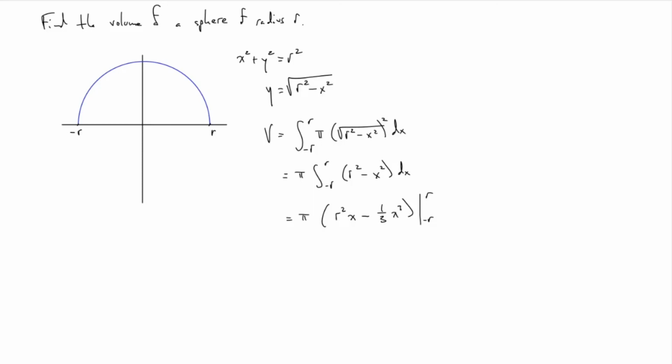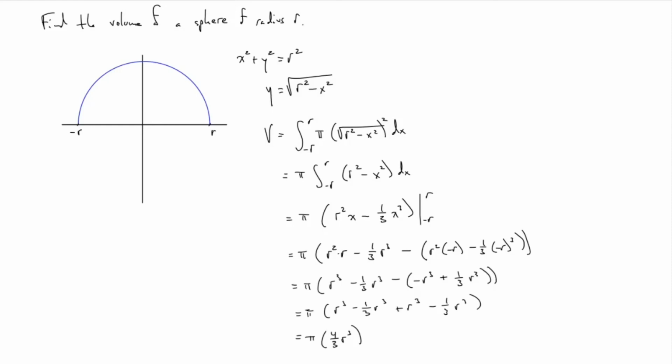And all that's left is to do the arithmetic or algebra of evaluating this from negative r to r. You have to be a little bit careful with your signs. And after you do all the arithmetic, you get that the answer is pi times 4/3 r cubed. Or in its more common form, the volume of a sphere, 4/3 pi r cubed. And you've probably seen that before, and you might have even known it already. You might have had that memorized, that the volume of a sphere is 4/3 pi r cubed.